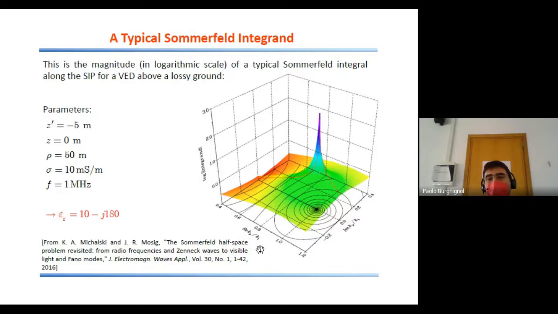So the branch point is on the real axis at the point of abscissa 1. And okay, so this is a nasty function to integrate. By the way, this picture and many of the things I'm saying today to you are taken from this beautiful work by Michalski and Mosig, who are two giants in numerical electromagnetics, and who have written a series of papers about this, the classical Sommerfeld half space problem.